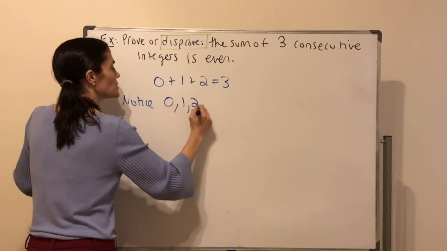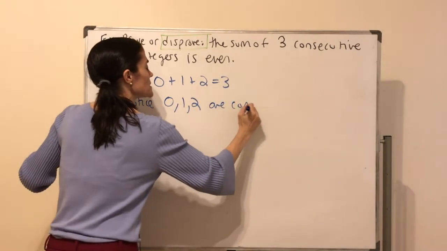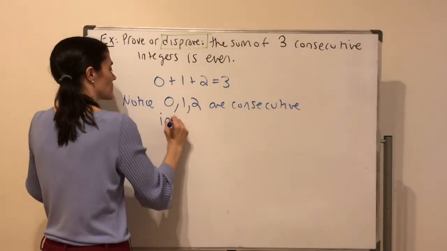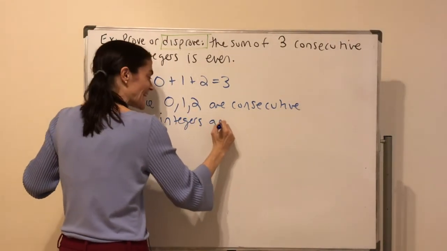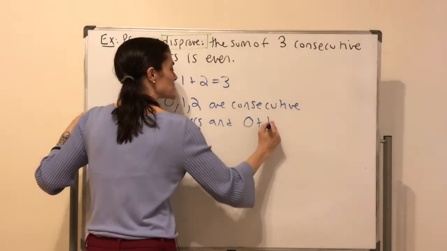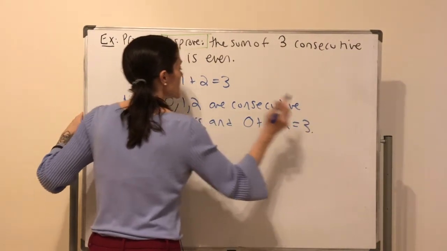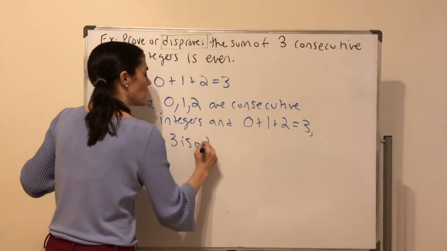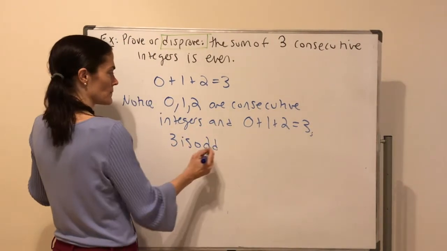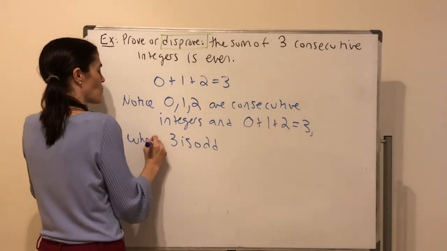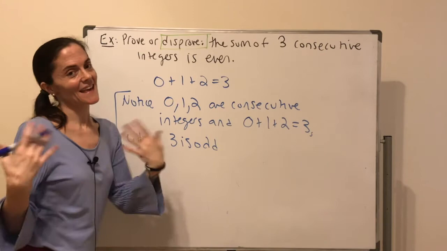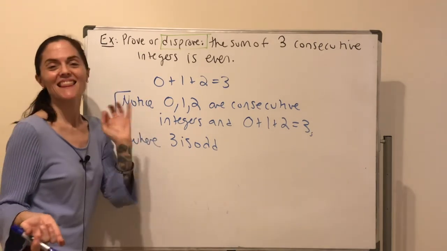0, 1, 2 are consecutive integers. And then I can add this. 0 plus 1 plus 2 is 3. And comma, 3 is odd. Maybe I'll add the word where. And this part here would be my fully justified counterexample disproving this statement.